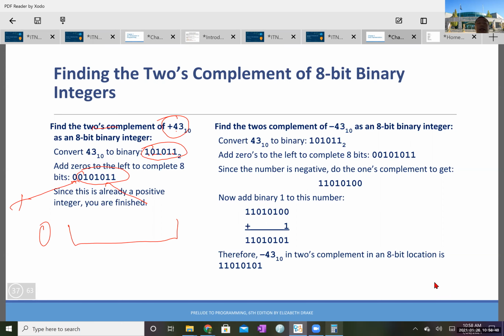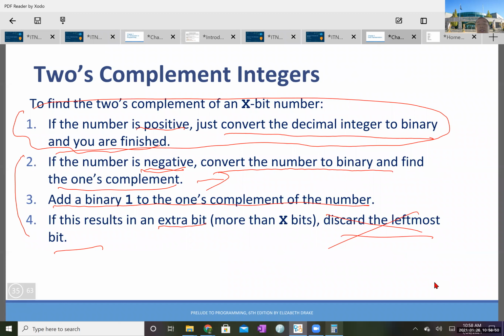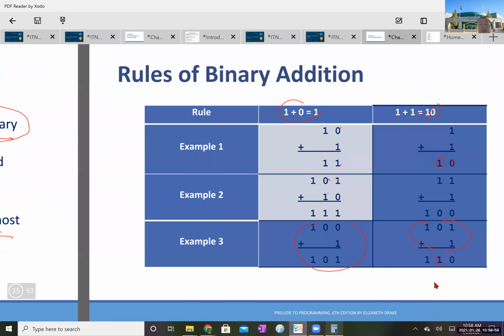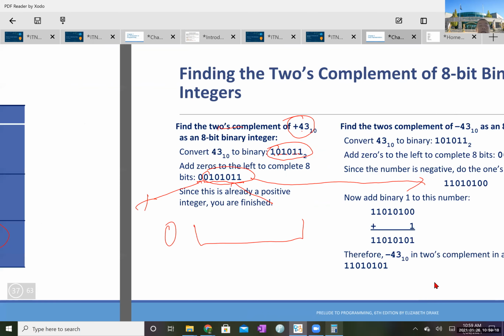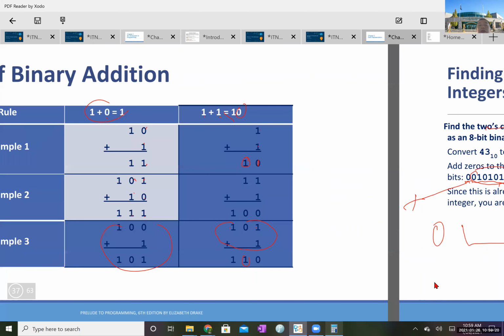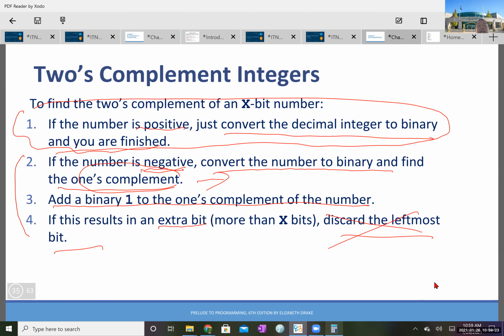Now in the case of the negative, the first thing is to convert the number to binary and find the one's complement. You know this one in binary. Now you have to find the one's complement, so you just revert everything from 0 to 1 and 1 to 0. So you convert it and you got 1, 1, 0, 1, 0, 1, 0, 0. That's the first step: convert it to one's complement. The second step is adding the number one.